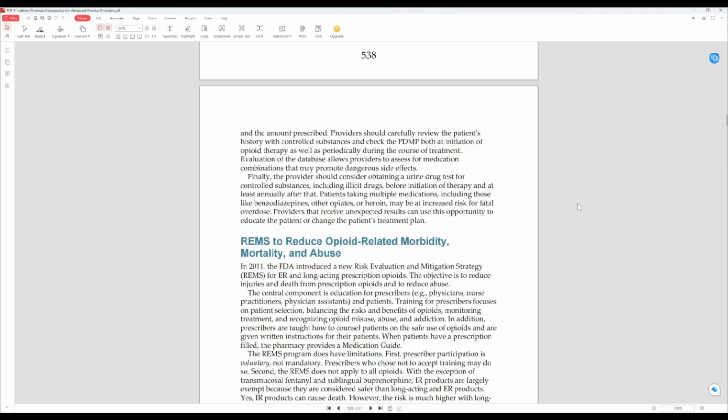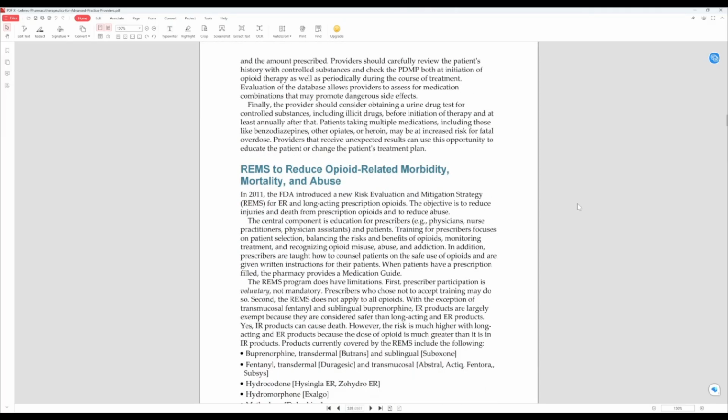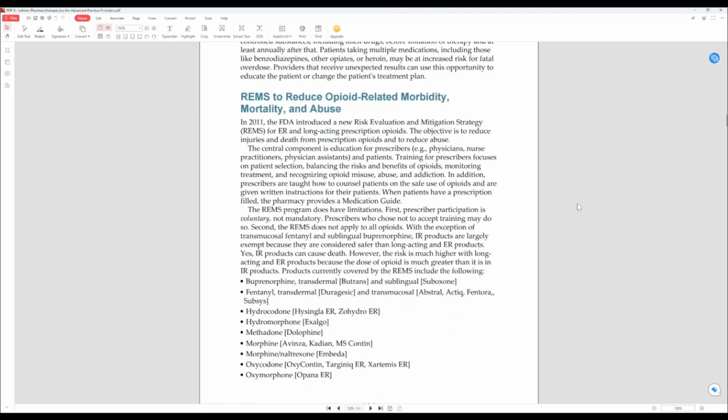The evaluation of the database allows providers to assess for medication combinations that may promote dangerous side effects. Finally, the provider should consider obtaining a urine drug test for controlled substances, including illicit drugs, before initiation of therapy and at least annually after that. Patients taking multiple medications, including those like benzodiazepines, other opioids, or heroin, may be at increased risk for fatal overdose. Providers that receive unexpected results can use this opportunity to educate the patient and change the patient's treatment plan.